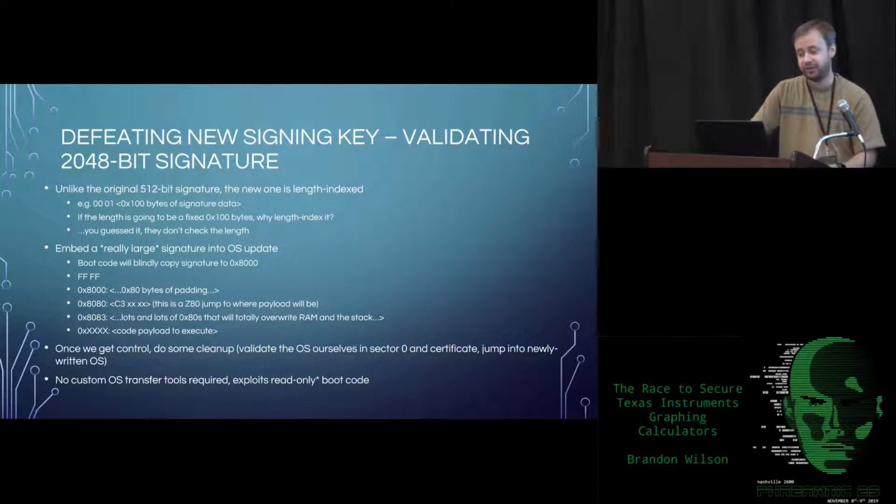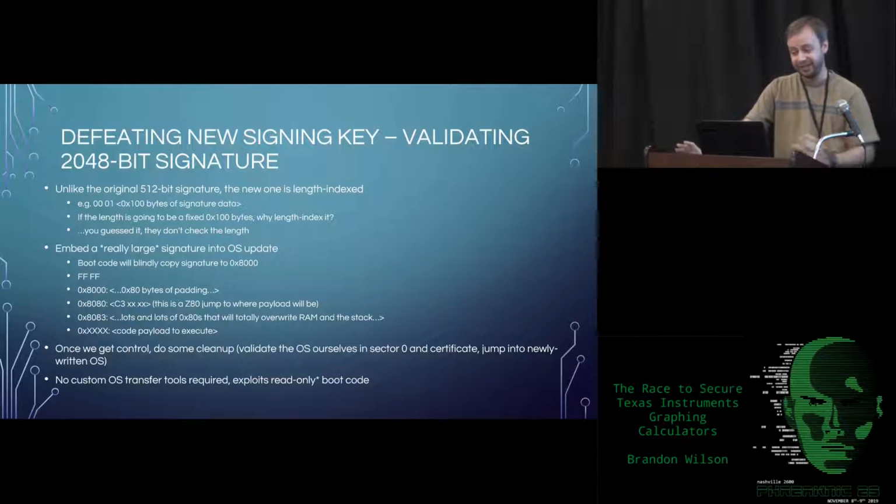So digging in a little further, we look at how it validates this 2048-bit signature. Unlike the original 512-bit signature, this new one is stored length-indexed. That means there's a word at the beginning indicating that it's 256 bytes big, because that's how big the 2048-bit signature is. And if you know the signature's 2048 bits, or 256 bytes, why are you storing the length? It opens up the possibility that it could be exploited, and as it turns out, yes, you can. They don't bounds check this length, so we can take advantage of that.